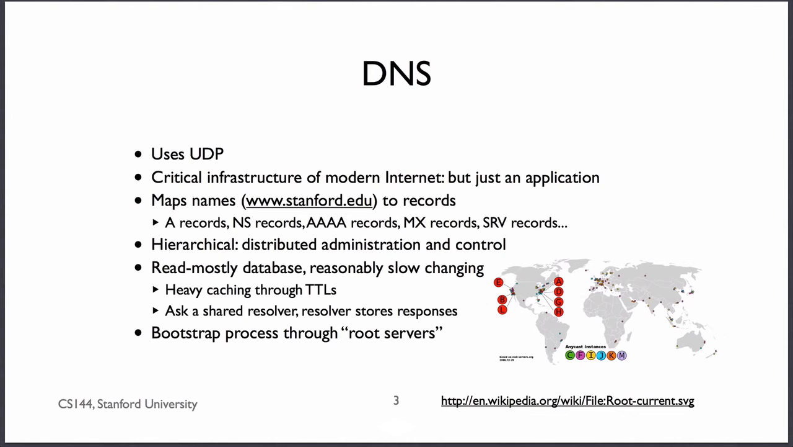For example, to find the address for www.stanford.edu, you first ask a root server, where you can find out about the .edu, then ask .edu, where you can find out about Stanford, then finally ask Stanford for the address of www.stanford.edu. Each of these records, the address records and the name server records on each step, can be cached, often for a long while, to reduce load.